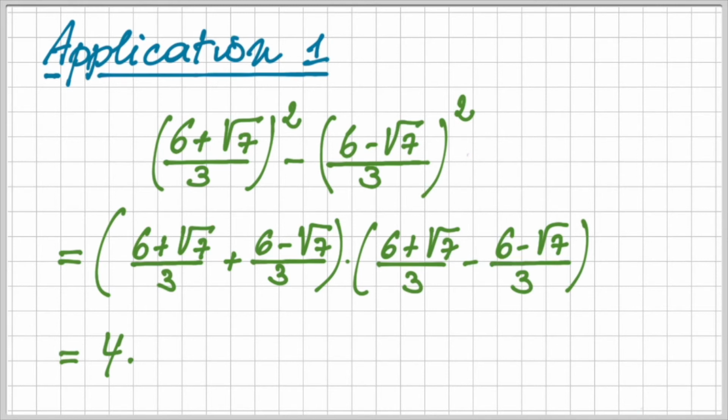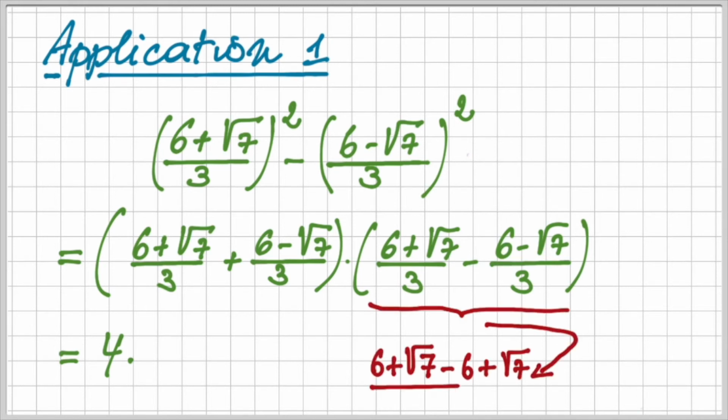For the second part, we can apply the same principle. They're both on the same denominator, but now we have the difference. So we have 6 plus square root of 7 minus 6 plus square root of 7, divided by 3. Here we have 6 and minus 6, so we can simplify those. Now we find 2 times square root of 7 divided by 3.